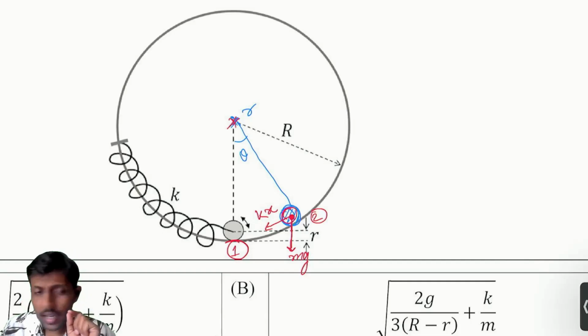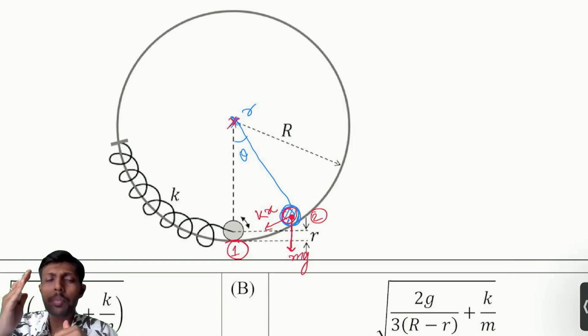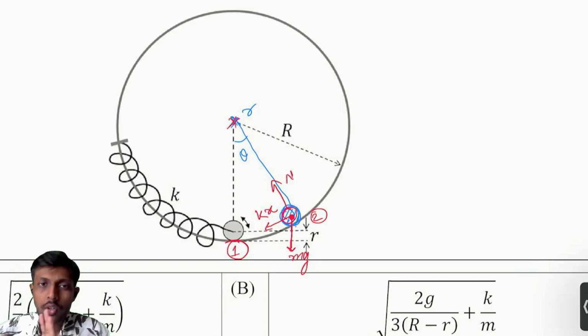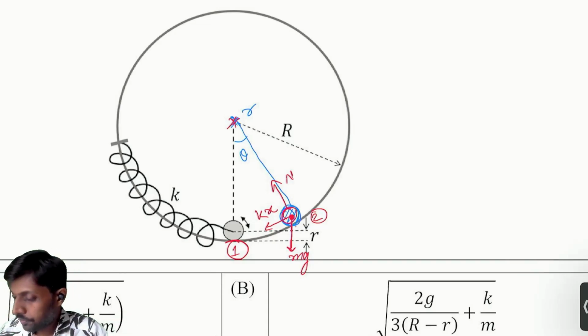Now, normal reaction is not going to produce any torque because the distance of the point of application of force from the axis is zero in case of normal reaction, because normal reaction will act along the axis, right? So that's why normal reaction is not going to produce any torque.